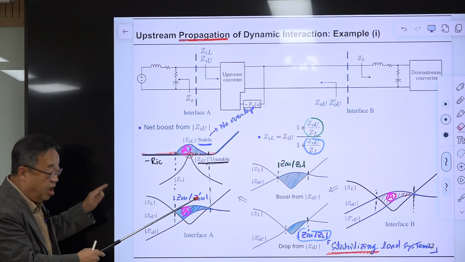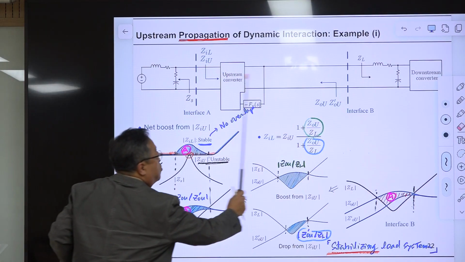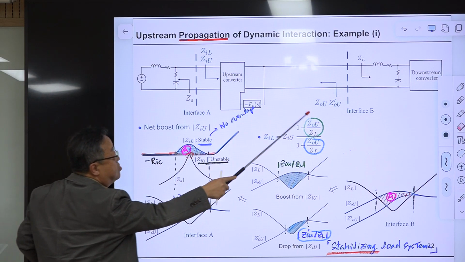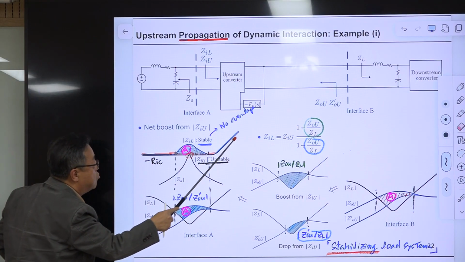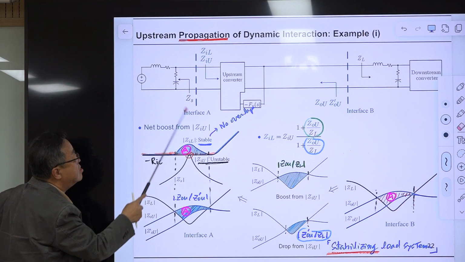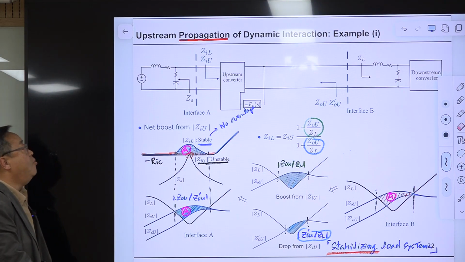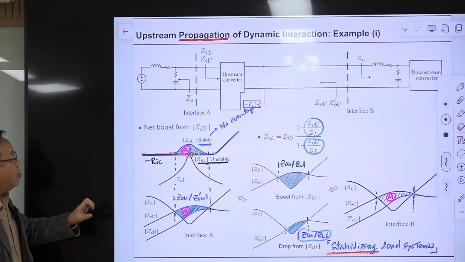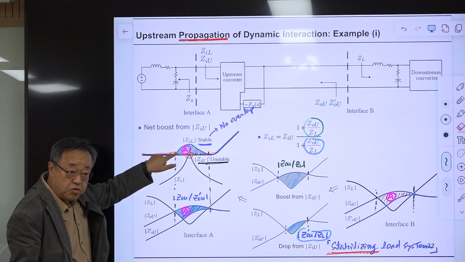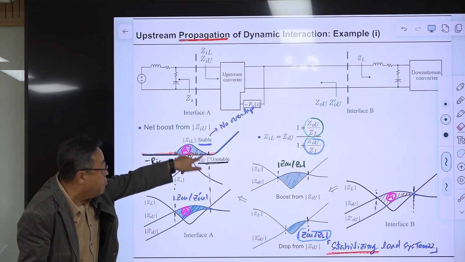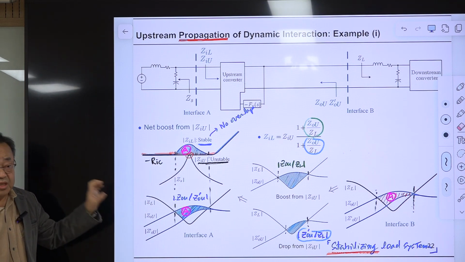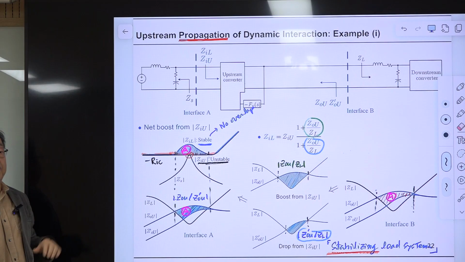So the thing is, without this load subsystem, you have this, and you have overlap here. With this load subsystem, you have boost this much, and this blue curve is the input impedance of the load coupled converter. Because of this, you avoid this, so it detours, and the overlap can be avoided. Then the system can be stabilized.